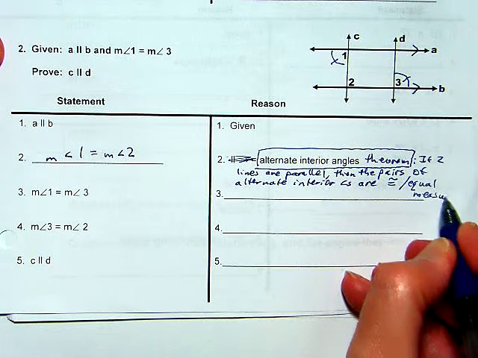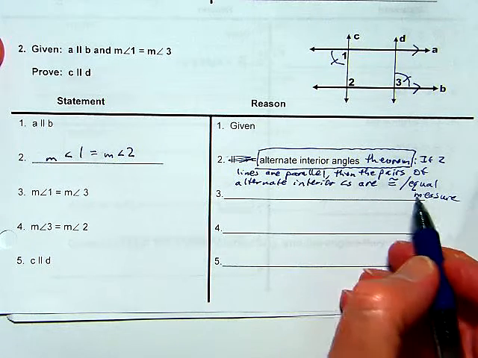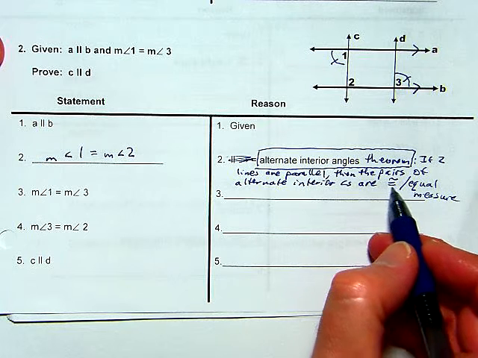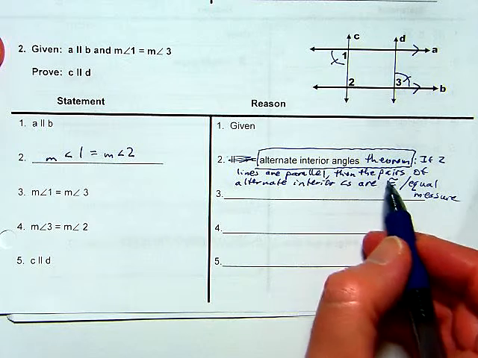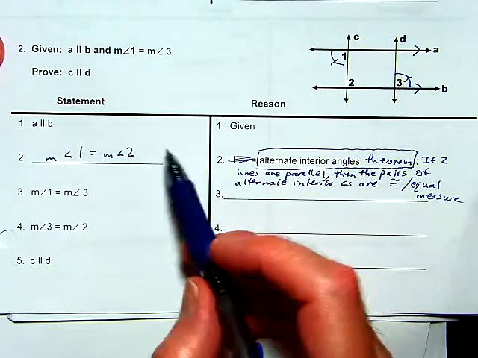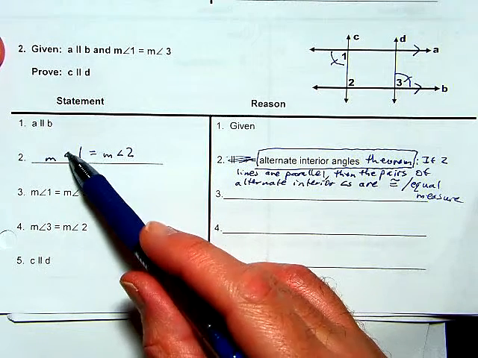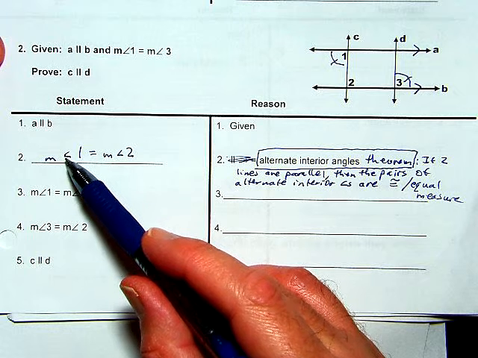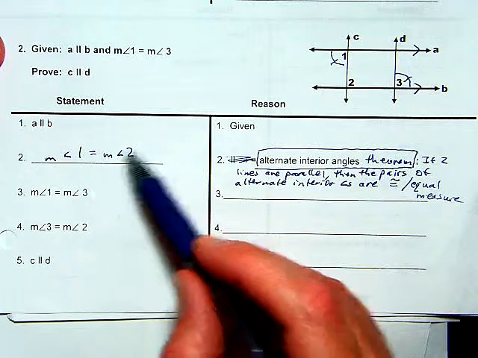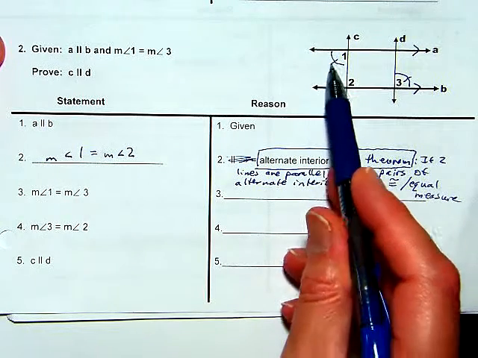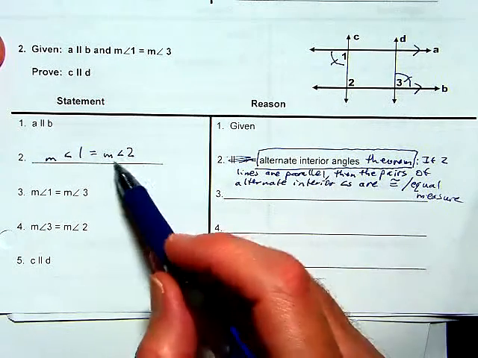Okay, I will accept generally either formulation of the alternate interior angles theorem. And here we're using the fact that the definition of congruence is that they have equal measure. So we're taking the second definition of the alternate interior angles theorem, and we're directly concluding that the measure of angle 1 equals the measure of angle 2.